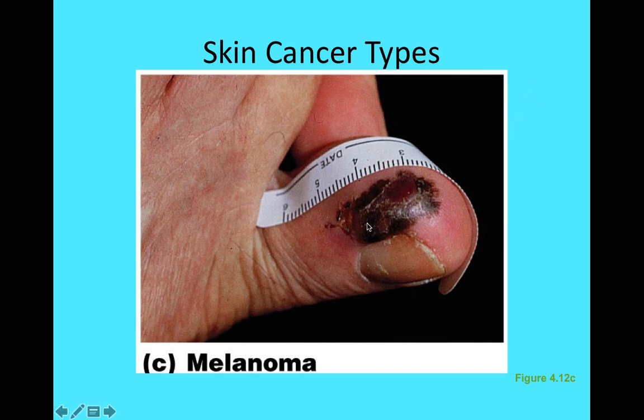Because it is a cancer of melanocytes, it tends to look like a mole. This does not really look like a mole on this person's toe, but you can definitely see how it's affecting the melanocytes.